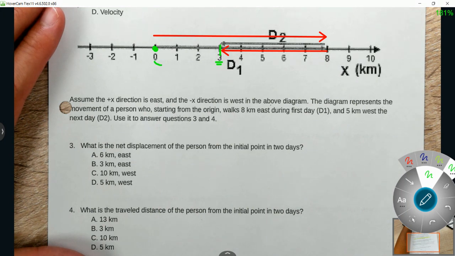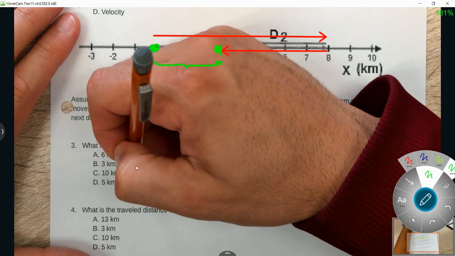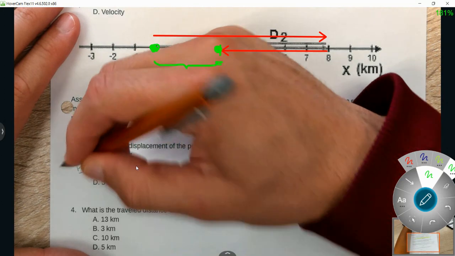All right. Now, what direction is it though? To the left or to the right? You're ending here. This is where you started. So you're to the right, or in the positive direction, which would be to the east. So 3 kilometers to the east.